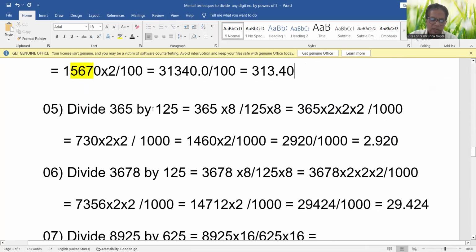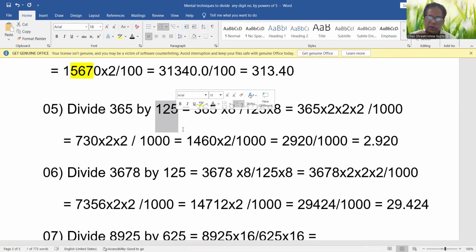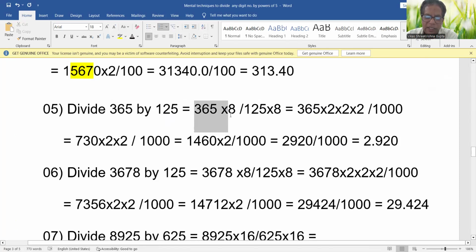Now this question is, you have to divide 365 by 125. 125 means you have to multiply it by 1 by 25. You see, division and multiplication are reverse of each other. If I'm asking you to divide by 125, it means you have to multiply this number by the reciprocal of 125, and that is multiply by 1 upon 25. Now 1 upon 25 means you have to multiply 8, because 125 is equal to 1000 upon 8. So 1 upon 25 is equal to 8 upon 1000. It means you have to multiply 365 by 8 and then divide the product by 1000.